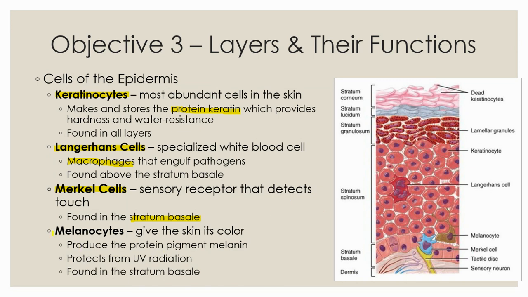And then we also have melanocytes. Melanocytes are what give the skin its color. They produce a pigment known as melanin. They also have a very important protective function: they protect us against UV radiation. They protect the nuclei of these keratinocytes, and you will find them in the stratum basale as well. These melanocytes are what we call dendritic cells. They have dendrites that extend upward, but the cells themselves are down here in the stratum basale.